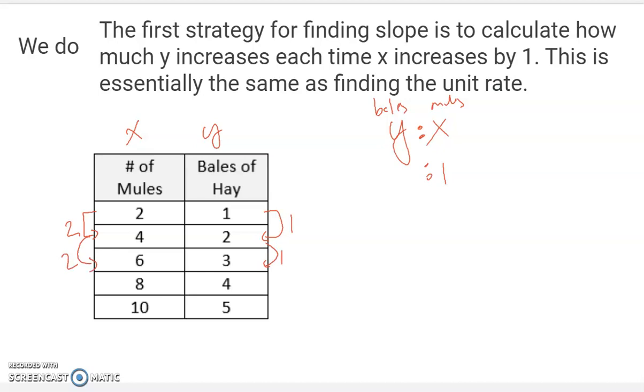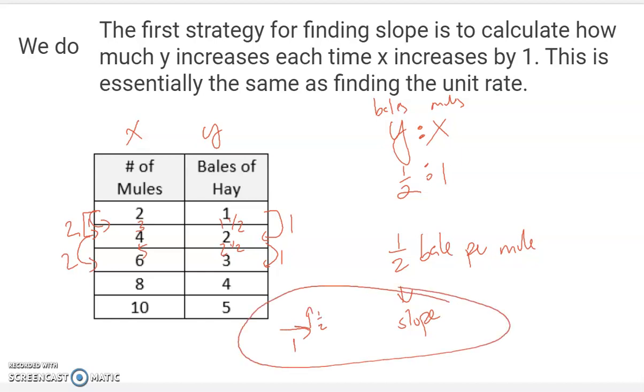So we kind of have to imagine those in between values. So if we went up by 1, we'd go up by a half, 1.5. Go up by 1, go up by a half. So it looks like to only go up 1 mule, 1 on the x, that's what we want, we would go up half on the y. So that's half a bale per mule. And that is the slope. If we graphed it, which I don't want to do, each time we went over 1 mule, we would go up half a bale of hay. That is called the slope.